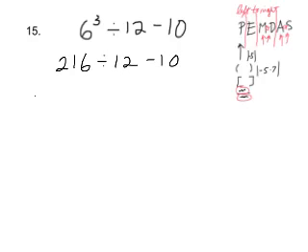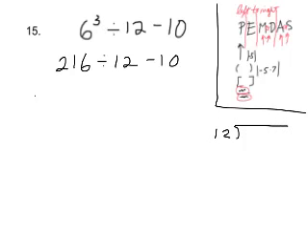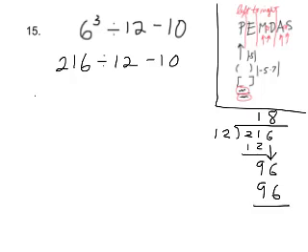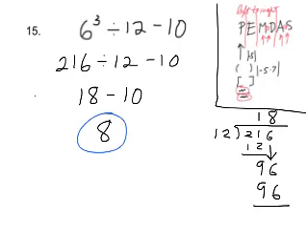Okay, again, let's do this division problem. Division comes before subtraction, so we're going to divide 12 into 216. 12 goes into 21 once. 9, okay. You do what you need to do. 12 into 96 is 8. Okay, so it's 18. So this is 18 minus 10. 18 minus 10 is 8. That's our answer.